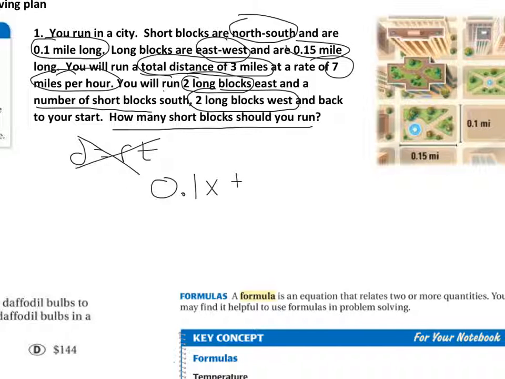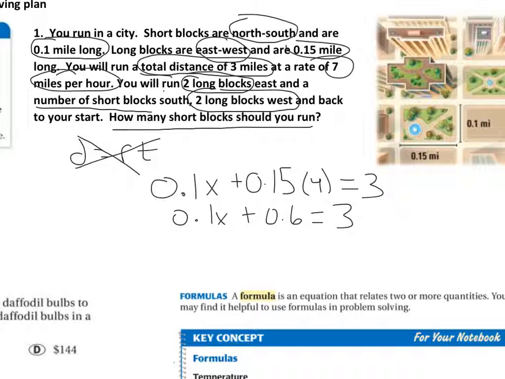Plus, we did 0.15. How many blocks did we run there? Well, let's see, we ran 2 long blocks east and then 2 long blocks west for a total of 4 blocks. What was the total distance we traveled? 3, because we were adding up our distances, because we're not dealing with speeds. So if we multiply that out, you get 0.1x plus 0.6 equals 3.